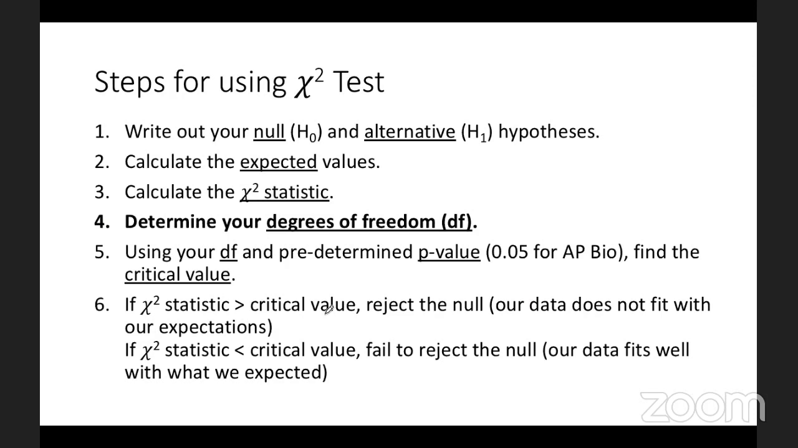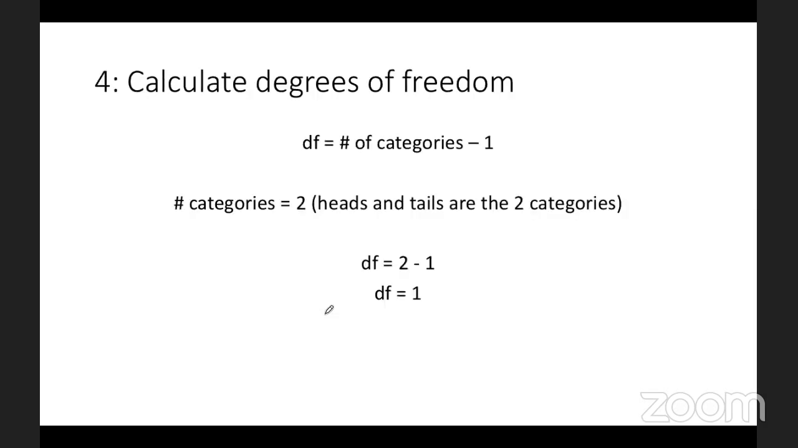In order to use it, you first have to determine something called degrees of freedom. So degrees of freedom is a statistical measure that involves something called parameters, but for the purpose of AP Bio, you're never going to have parameters. And so the degrees of freedom equation boils down to the number of categories you have minus 1.